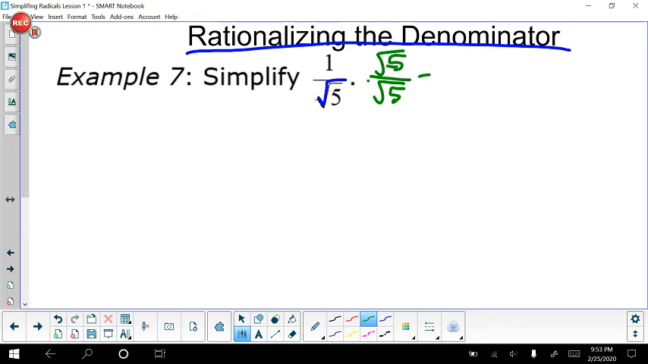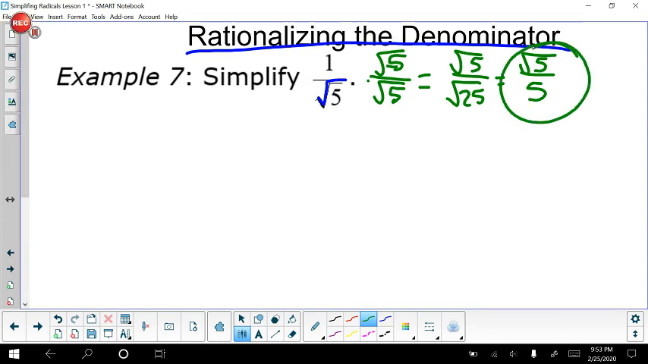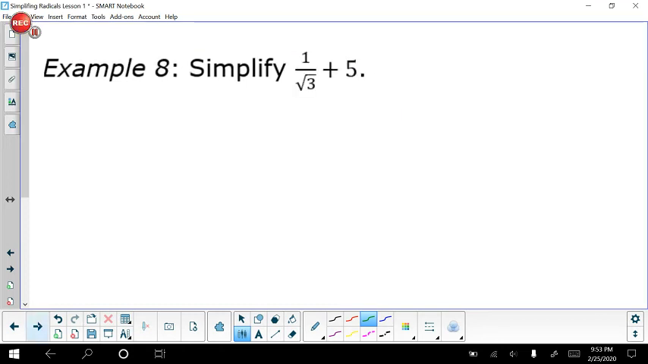Okay. So we're going to end up with the square root of 5 divided by the square root of 25, which simplifies just to 5. Okay, so we're left with the square root of 5 divided by 5. There's not a radical in the denominator. I've simplified the numerator to the best that I can, so this is as far as we can go with this problem. Let's go ahead and take a look at 8.